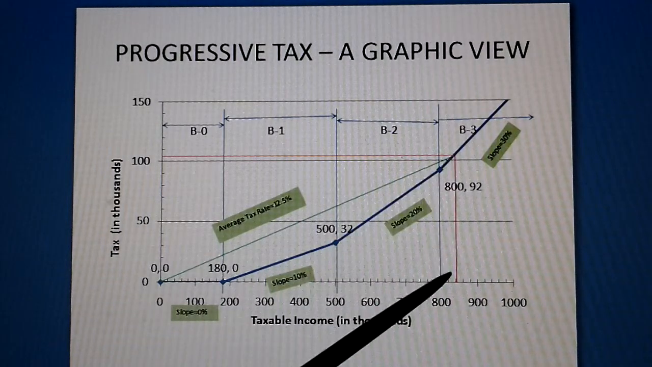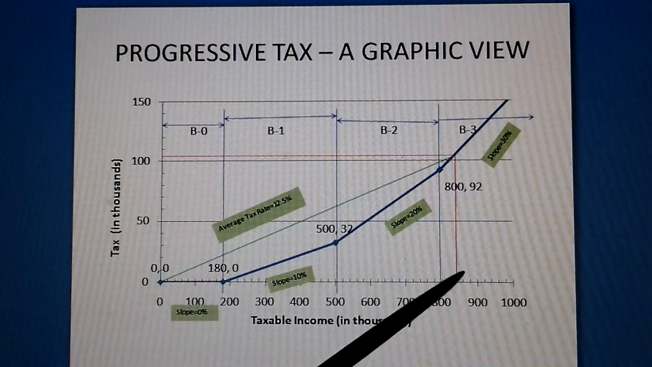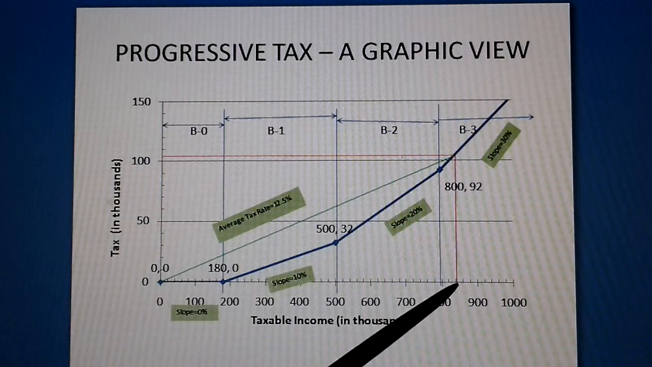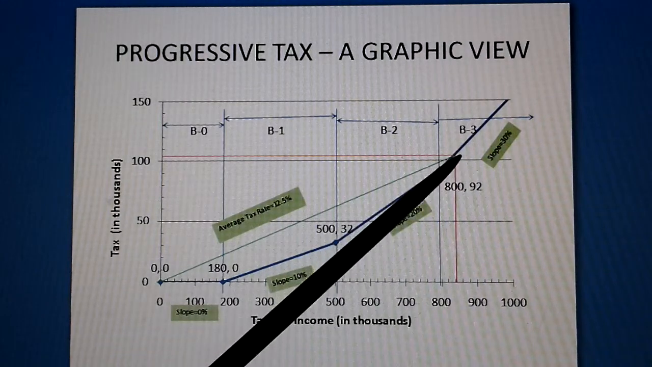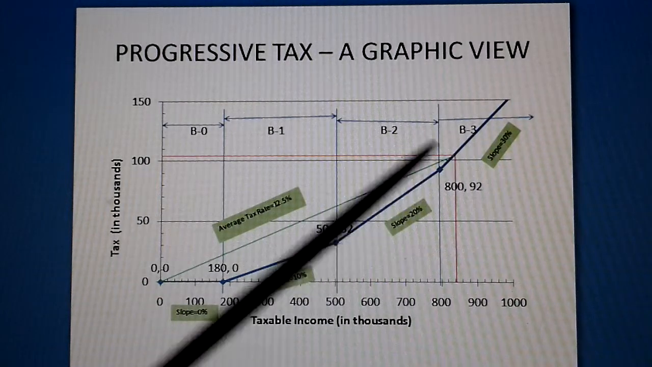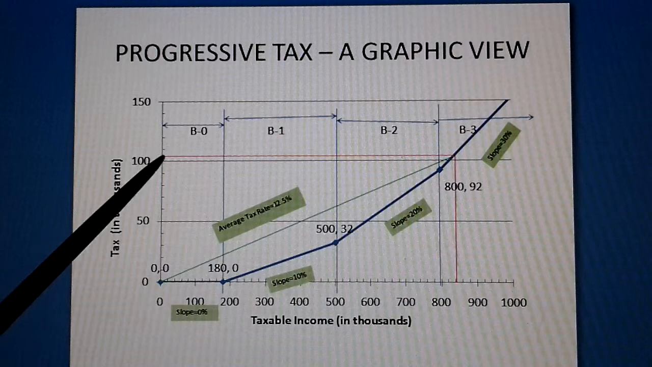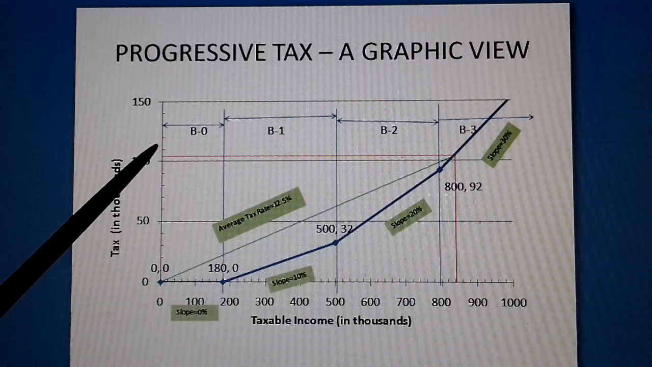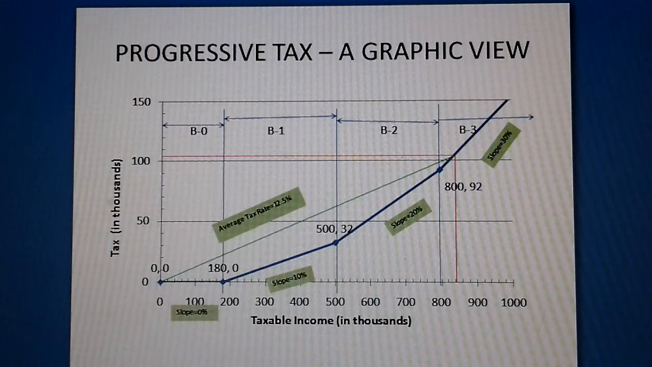What that means is if you earn from 840, you suddenly earned 841, that is $1,000 more, you would then pay 30% of that 1,000 or 300 rupees extra in tax. So from 104, which it was here, you'd pay 104,300.